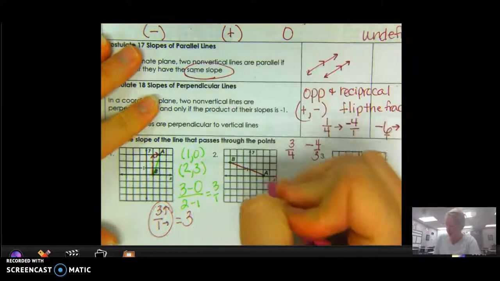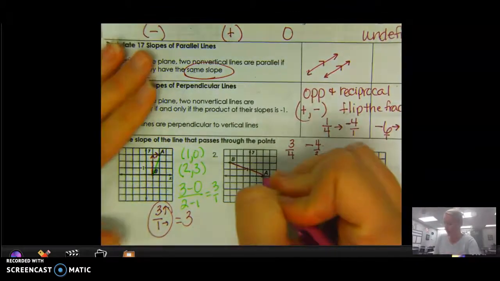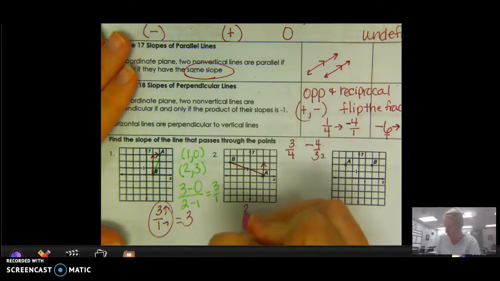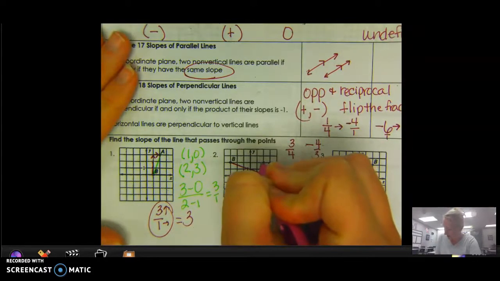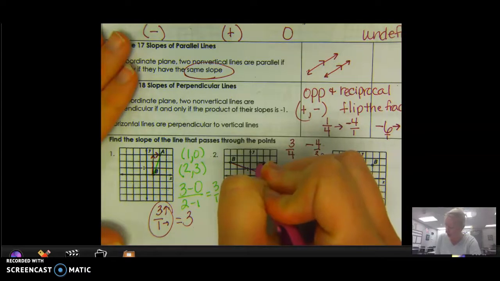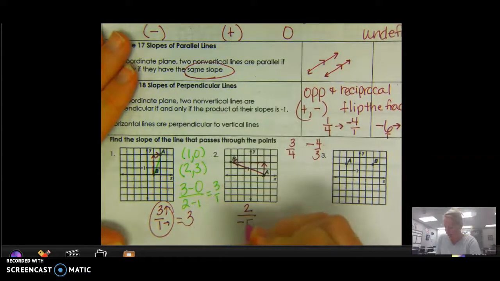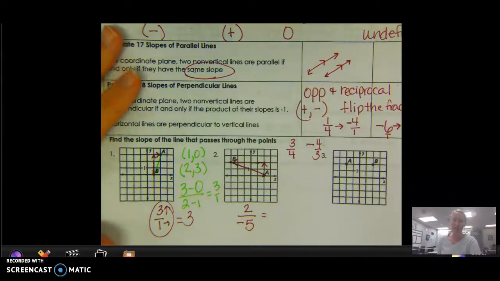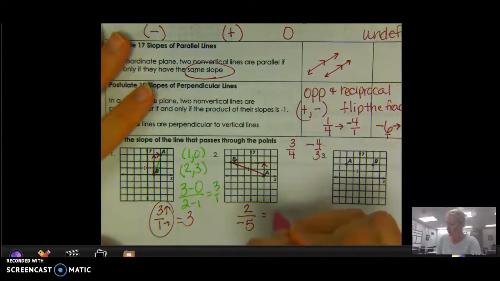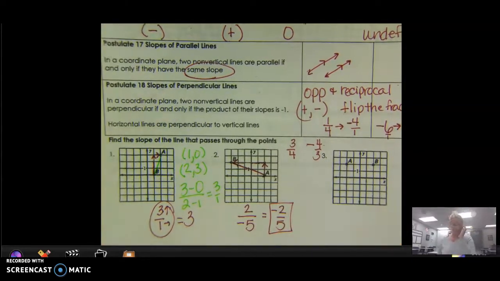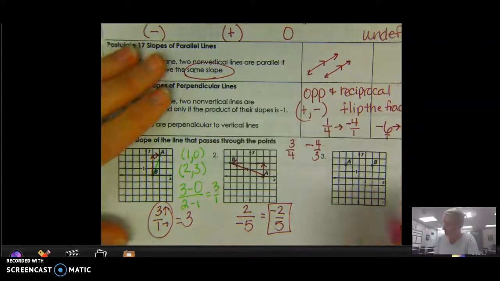So this line. Again, I personally start at my lower number, or my lower point, and I rise. In this case, I rose 2. And then I have to go backwards, so this will be negative. I go back 1, 2, 3, 4, 5. So back 5. Typically, and in Schoology, you'll want to put the negative with the top number. So this is a negative 2/5 slope. Last one, A to B.